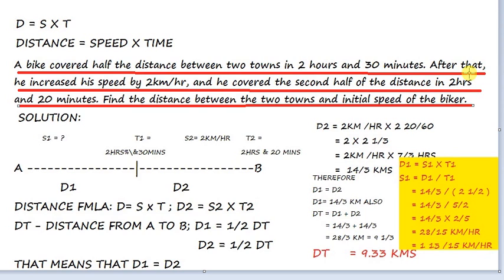After that first half of the distance between the two towns, he increases speed by 2 kilometers per hour, and he covered that second half of the distance in 2 hours and 20 minutes. Now the problem is you have to find the distance between the two towns, and of course also the initial speed of the biker. Okay, so here's the illustration.